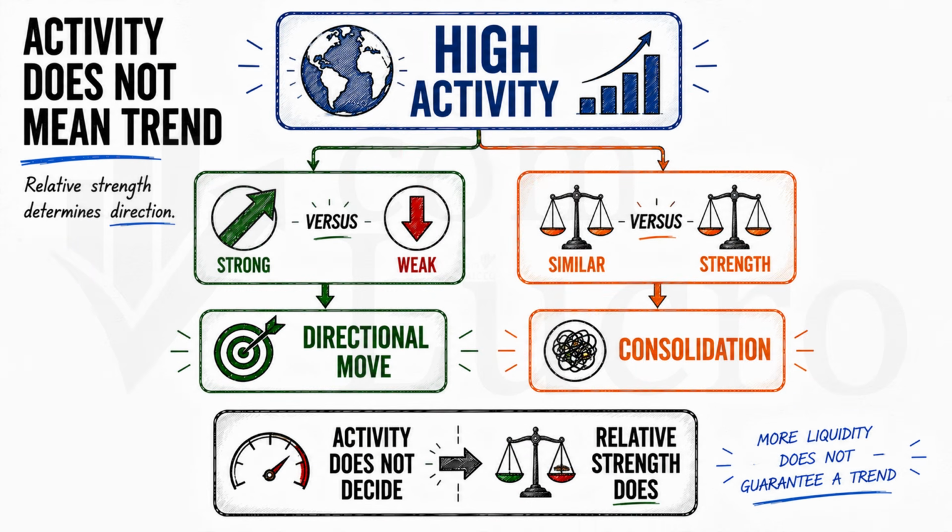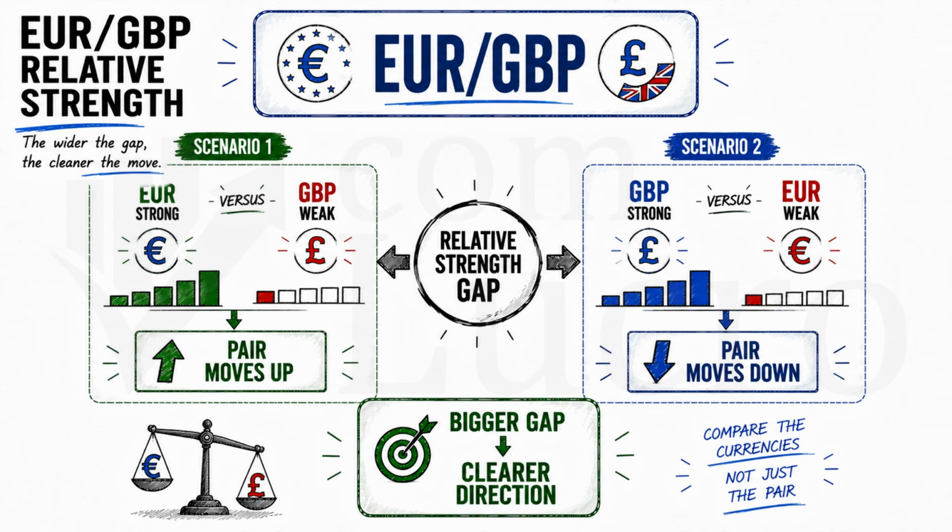However, greater activity does not automatically mean that every pair will trend. Currencies have relative strength and weakness, and this relationship plays a major role in determining whether a pair moves directionally or remains trapped in consolidation. Consider EUR/GBP during the London session. Both the euro and the British pound are actively traded during this period.